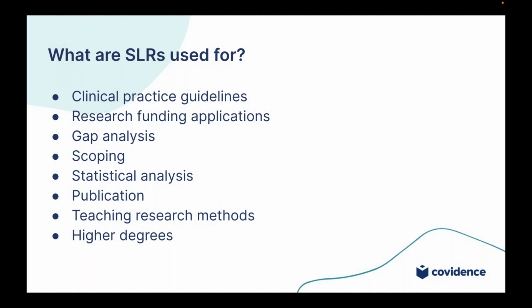Systematic review methodology can incorporate statistical analysis. They're being used for publication purposes and to disseminate information and recommendations. And ever increasingly, it appears that they're now being used as an integral component in teaching research methodology, in particular in higher degree programs.